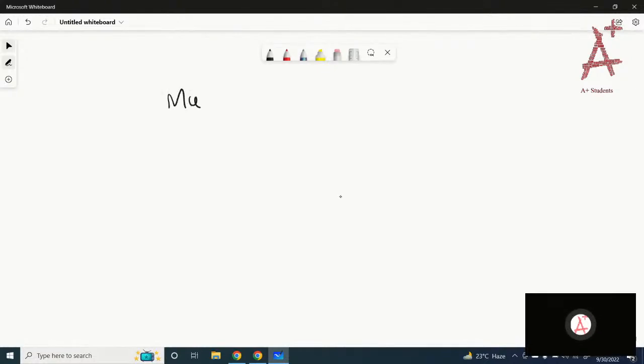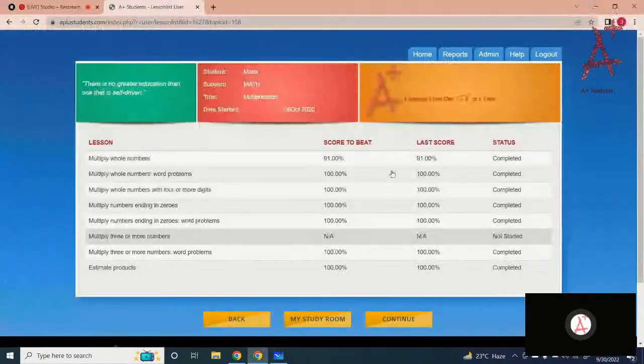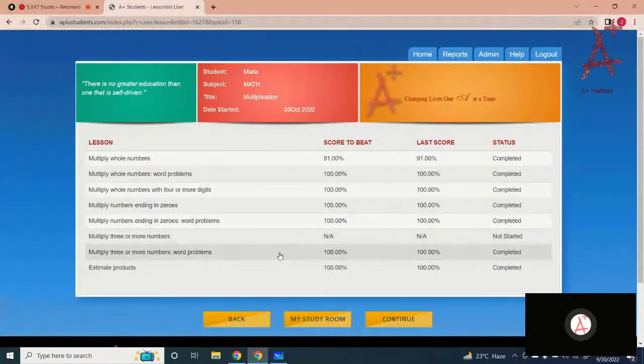Okay, the next topic is multiply three or more numbers word problems. Okay, so here is the topic, multiply three or more numbers. Let's start with the test.